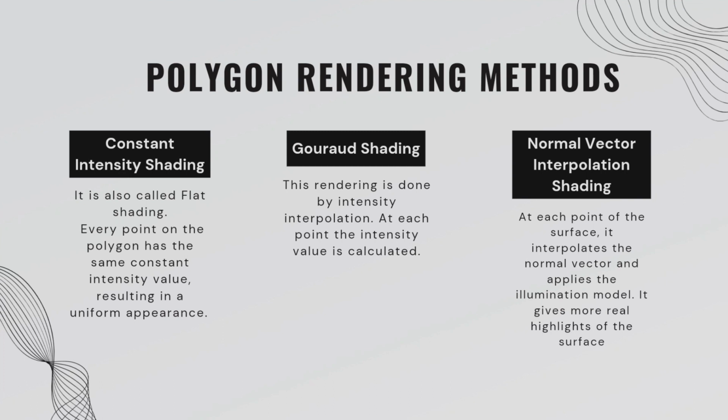Second is Gouraud shading. This rendering is done by intensity interpolation. At each point, the intensity value is calculated. Third is normal vector interpolation shading. At each point of the surface, it interpolates the normal vector and applies the illumination model. It gives more real highlights of the surface.